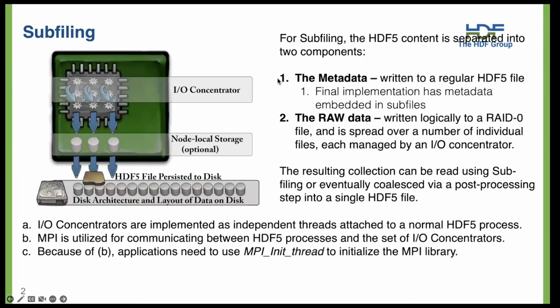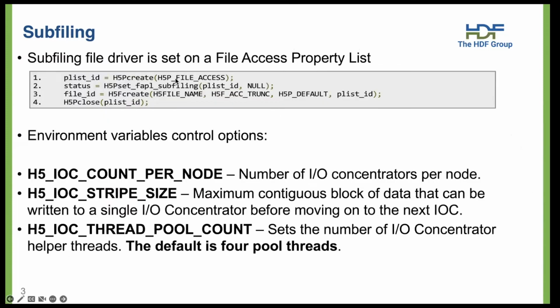So just to give you an overview of what it is, it basically has an IO concentrator that runs on a node. This IO concentrator aggregates the data on a node, and then you can either write it to node local storage, if that's an option on your machine, or it can persist to disk. And it's very simple to implement in your code to change it over.